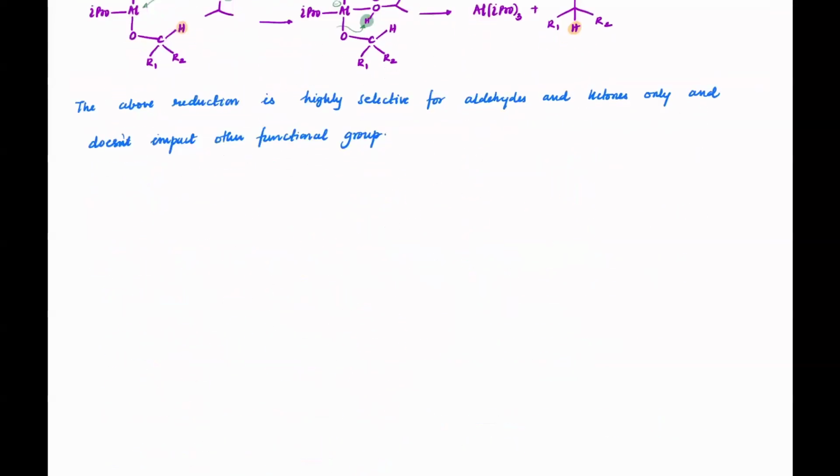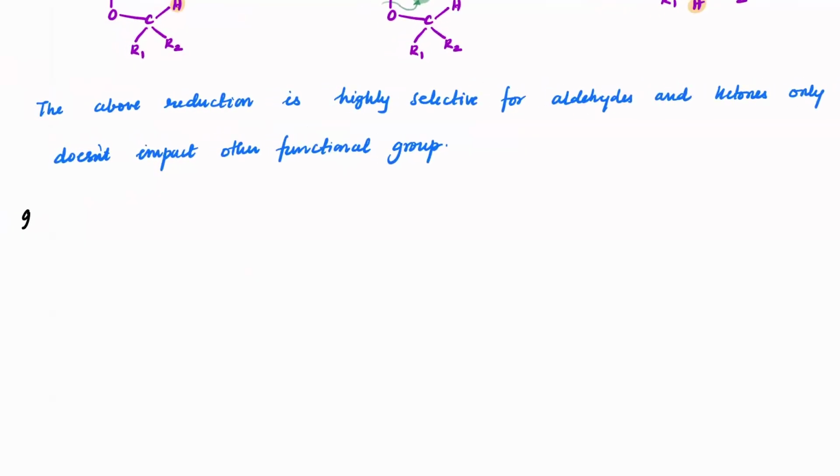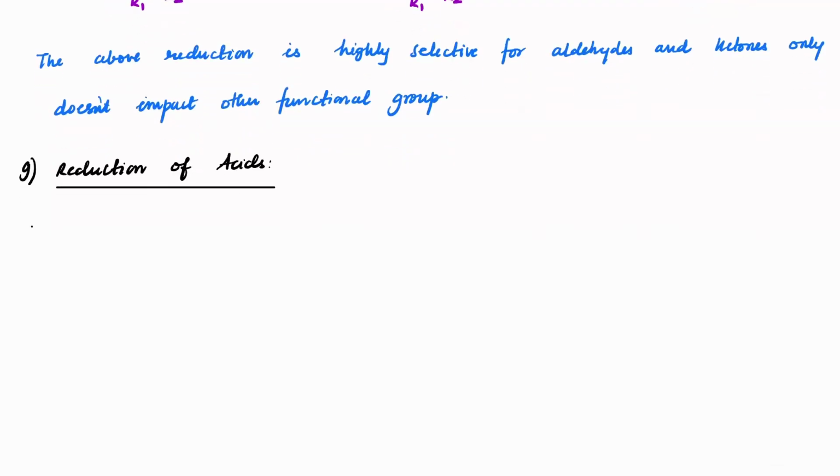Next, reduction of acids, carboxylic acids. Got it. So first, acids and derivatives. We'll write down this as acids and derivatives. That is acids and their derivatives.